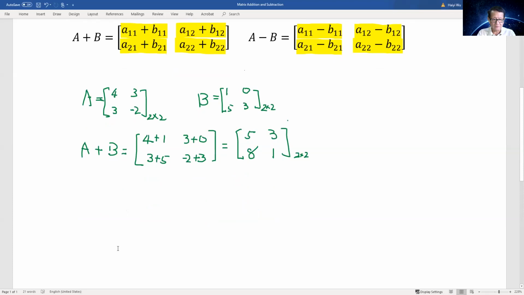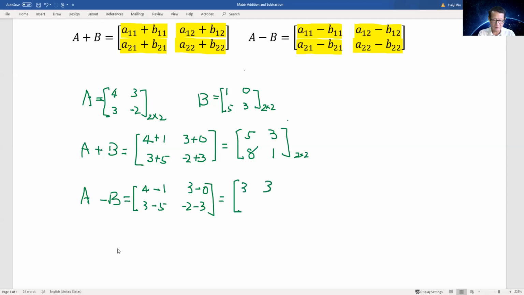So what about taking it away? Let's say we have A minus B. We do corresponding elements and take them away. So 4 minus 1 instead of plus. The next one will be 3 minus 0, and the next one will be 3 minus 5, and -2 minus 3. We take it away, and then we simplify to 3, 3, -2, -5. So that's another 2 by 2.